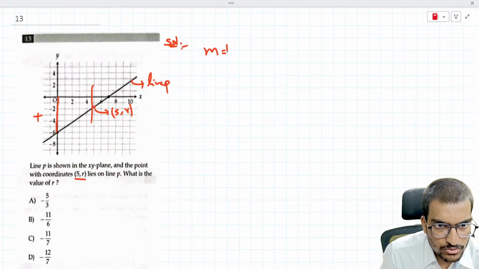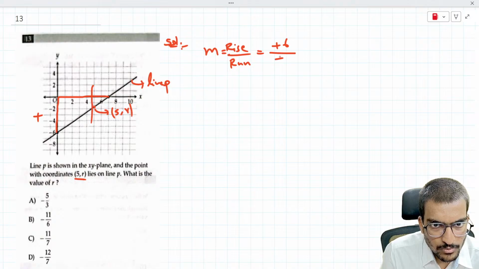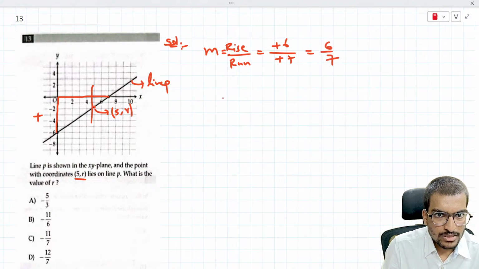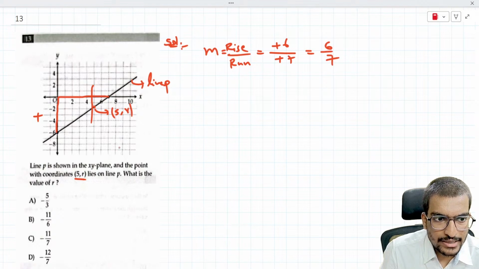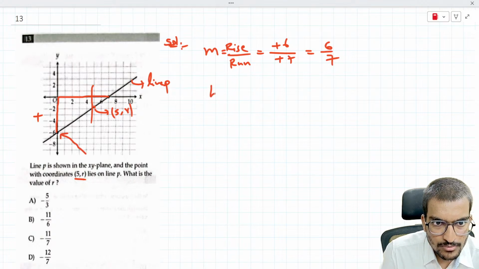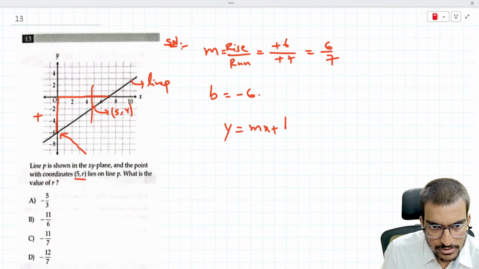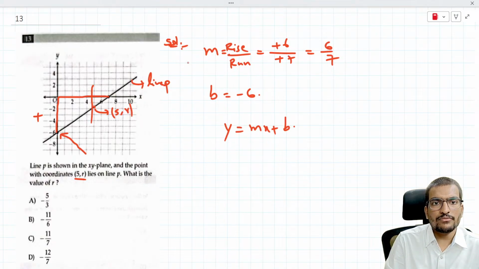M equals rise by run, so that's positive 6. Run is 0 to 7, positive 7. So slope is 6 by 7. You have slope and you have y-intercept. Y-intercept is negative 6, so b equals negative 6. Y equals mx plus b. This is the equation when we have slope and intercept to get a line equation.